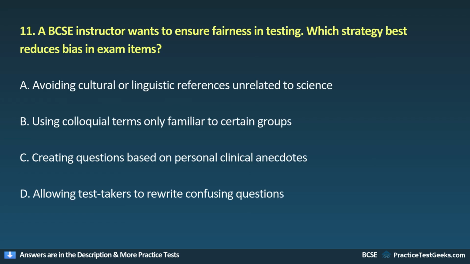11. A BCSE instructor wants to ensure fairness in testing. Which strategy best reduces bias in exam items? A. Avoiding cultural or linguistic references unrelated to science. B. Using colloquial terms only familiar to certain groups. C. Creating questions based on personal clinical anecdotes. D. Allowing test takers to rewrite confusing questions.